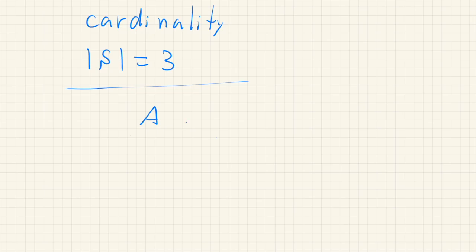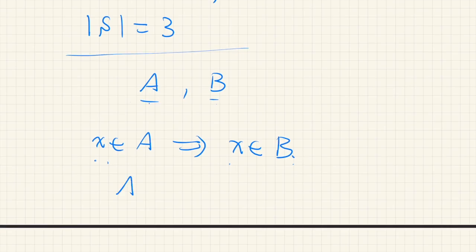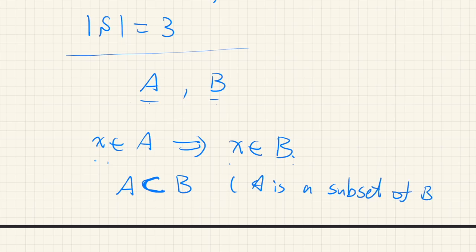So suppose we have 2 sets, A and B. If the following holds, we say A is a subset of B. That is, X belongs to A implies X belongs to B. That means every element of A is also an element of B. So if this holds, then we say A is a subset of B. We write like this. This is the symbol for representing the subset relation. A is a subset of B.